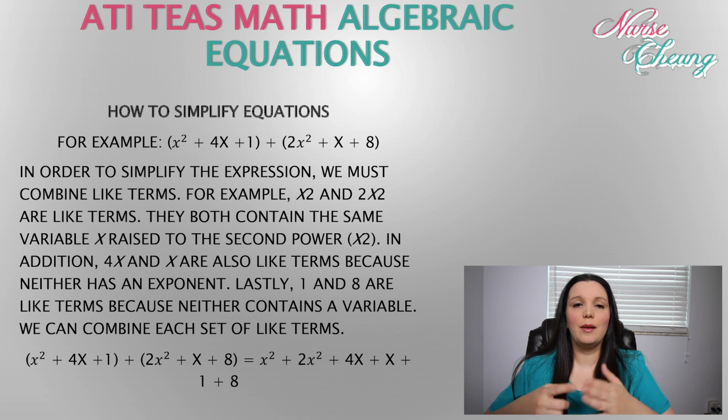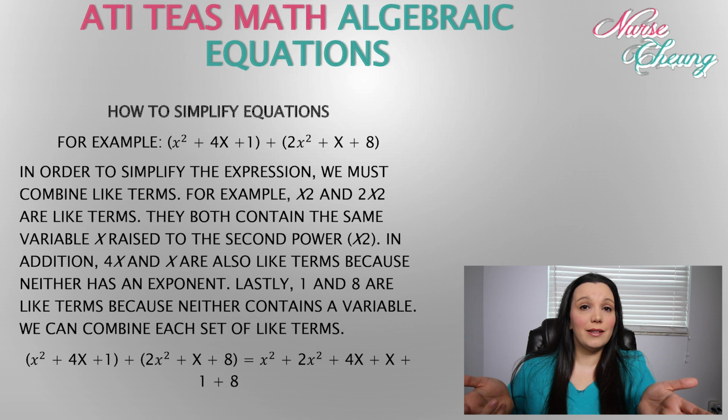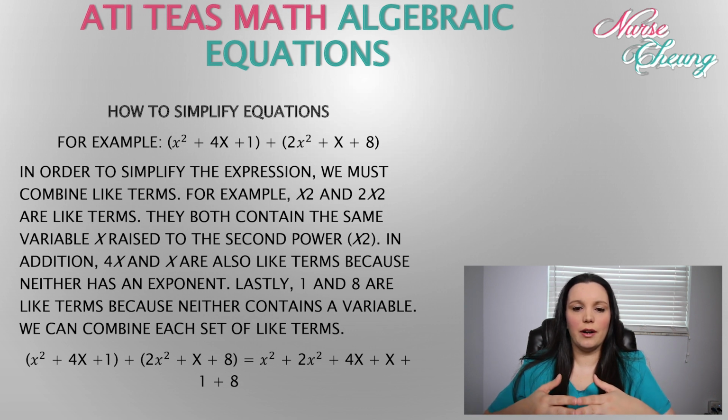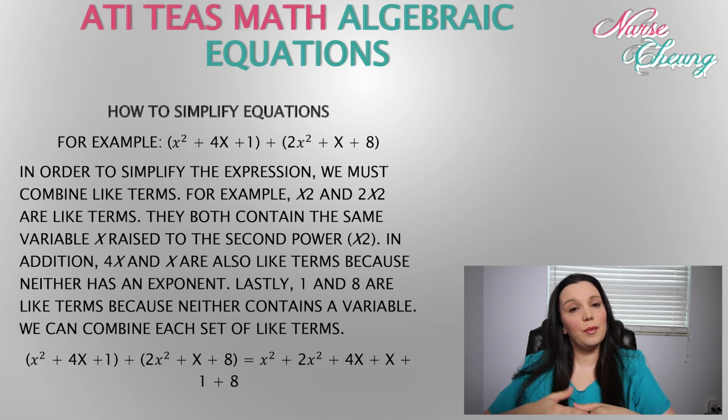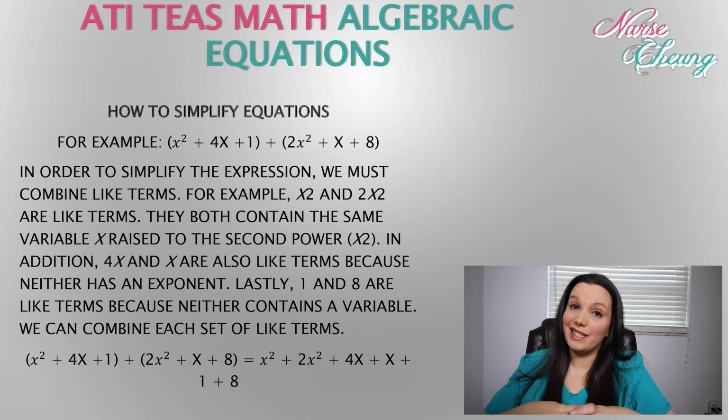So 4x plus x are also like terms. Lastly, 1 and 8 are like terms because neither one of them contains the variable x or any other variable at all. So we can start by combining these terms: x squared plus 2x squared plus 4x plus x plus 1 plus 8.